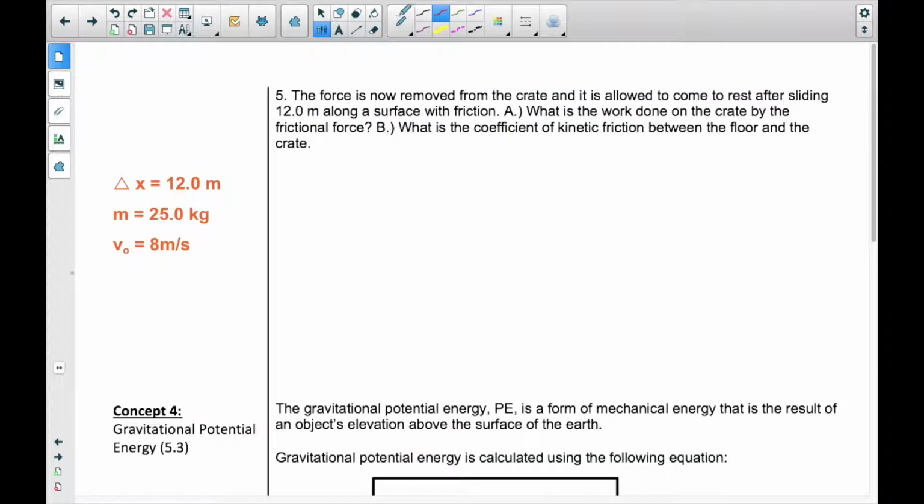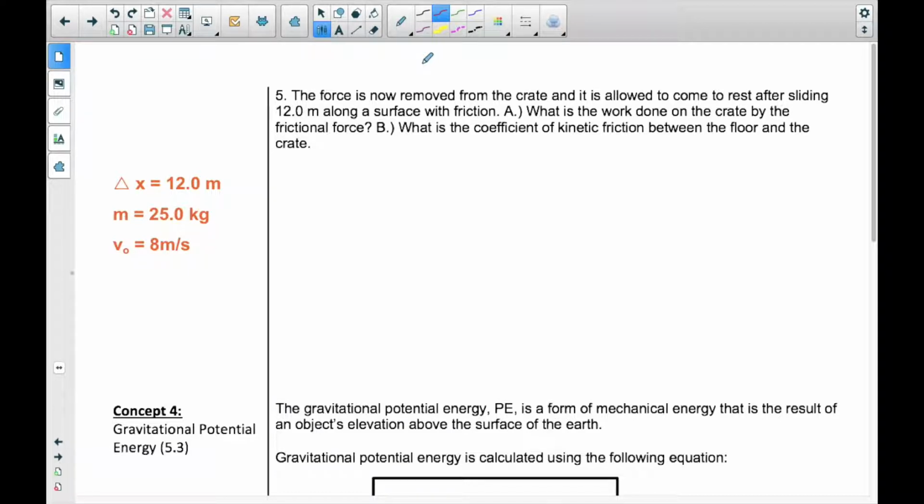Question number 5 is a two-part question. Let's read through it, see what we're looking at, and then we'll attack it. The force is now removed from the crate. We're dealing with the same crate. The force is now removed from the crate and it is allowed to come to rest after sliding 12 meters along the surface with friction. What is the work done on the crate by the frictional force? And what is the coefficient of friction between the floor and the crate?